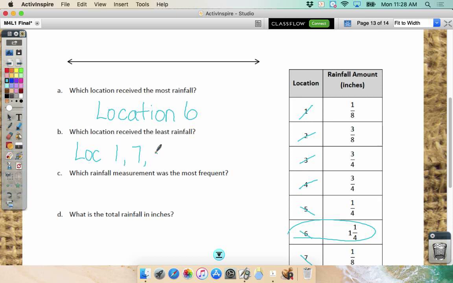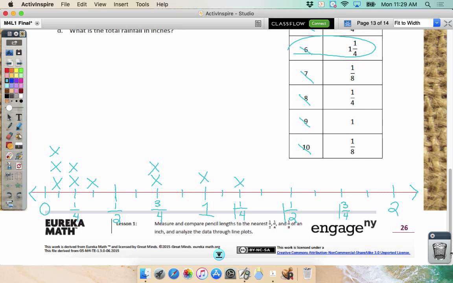1, 7, and 10. And what was that amount? 1/8. Okay, now, this is a new word here, so I'm going to put a box around it. Frequent. Or you might see the word frequency. Or more than once. So, Caleb's right. It means more than once. So the question says, which rainfall measurement is most frequent?